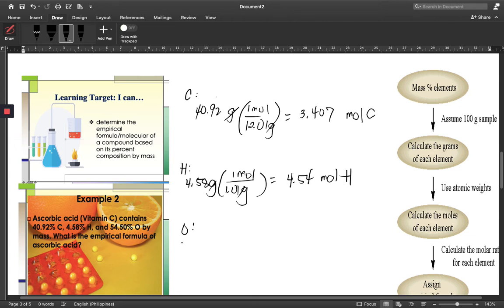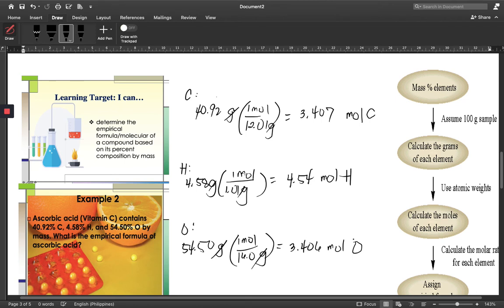Now this is for oxygen, 54.50 grams of O. So we convert it into the number of moles, that's 1 mole is to 16.0 grams of oxygen. So we get to cancel grams, and we end up with 3.406 moles of oxygen. Okay.